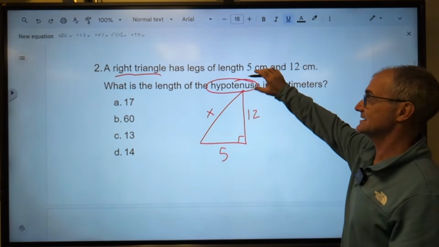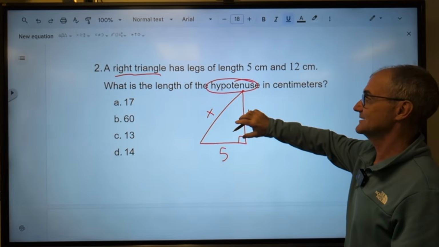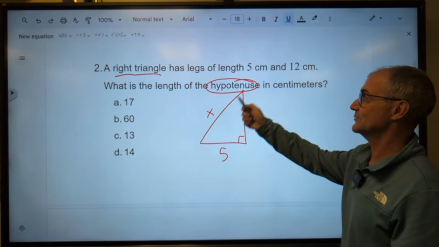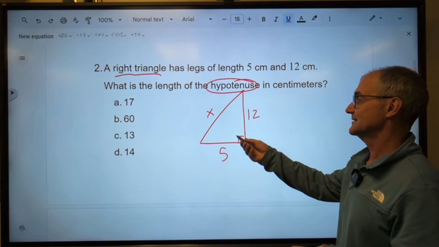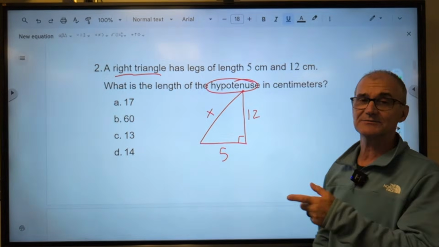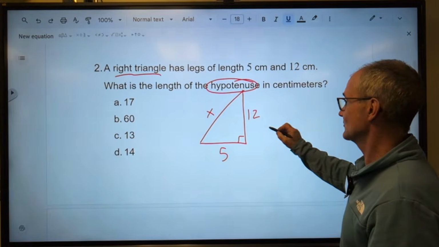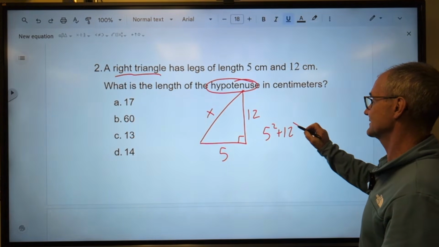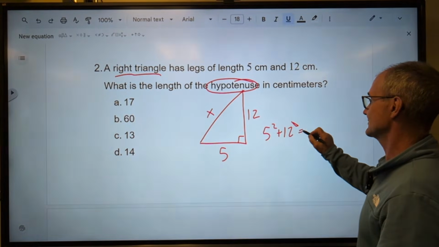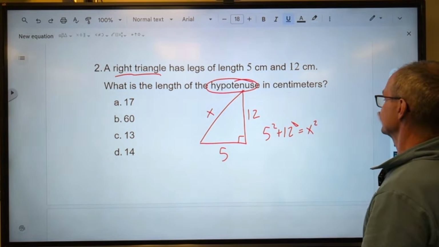So I've converted that sentence to a picture. Now I need, what are we looking for? We are looking for the length of the hypotenuse, step 2. Convert that picture to an equation. That's going to be the Pythagorean theorem. One leg squared plus the other leg squared equals the hypotenuse squared.